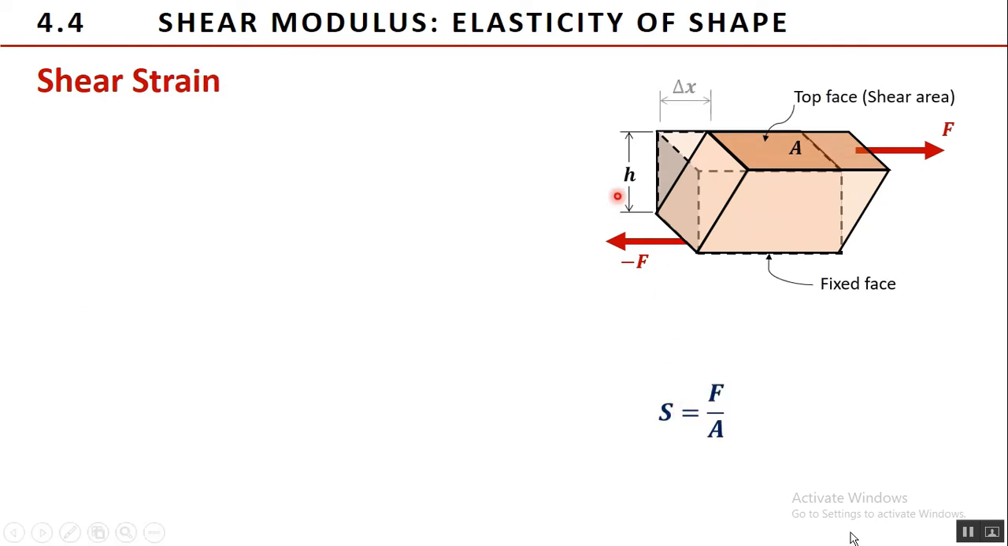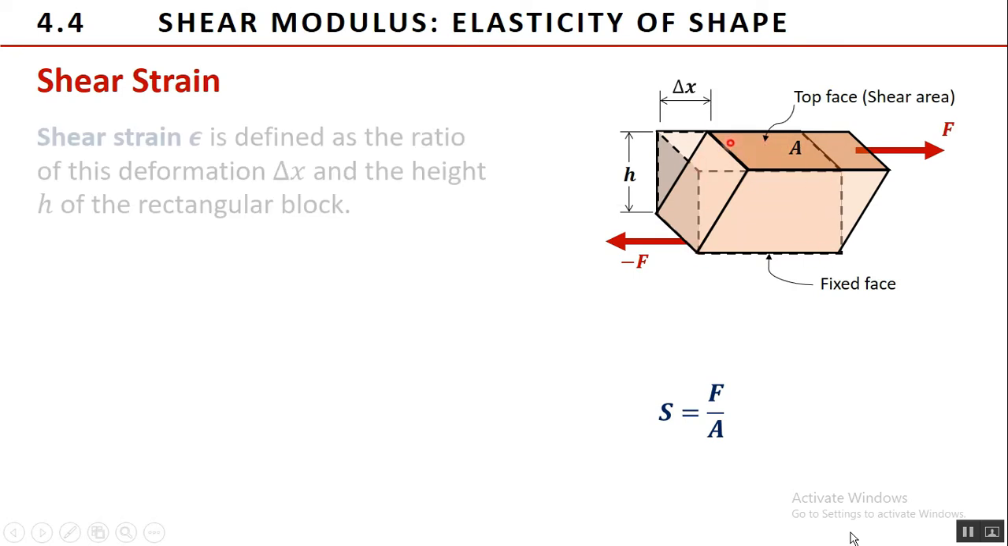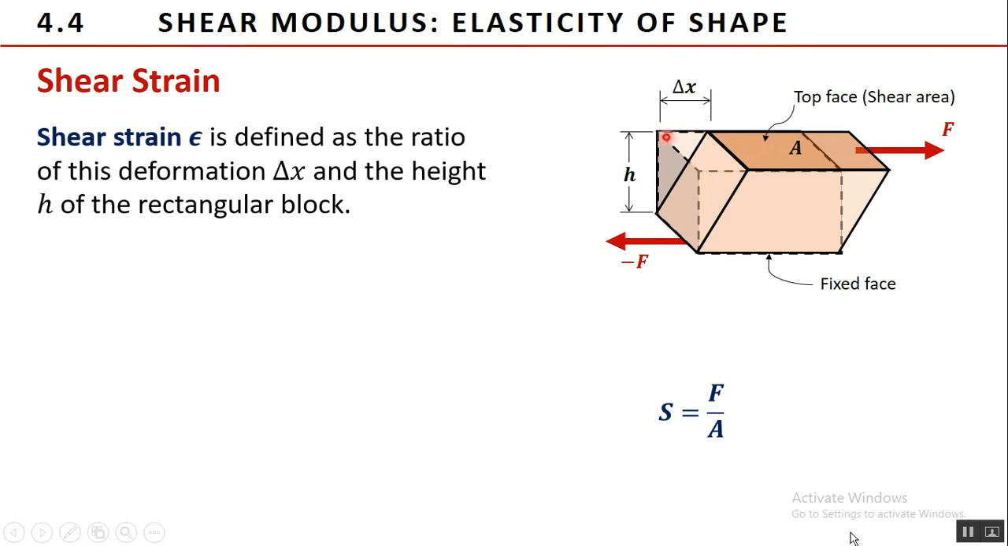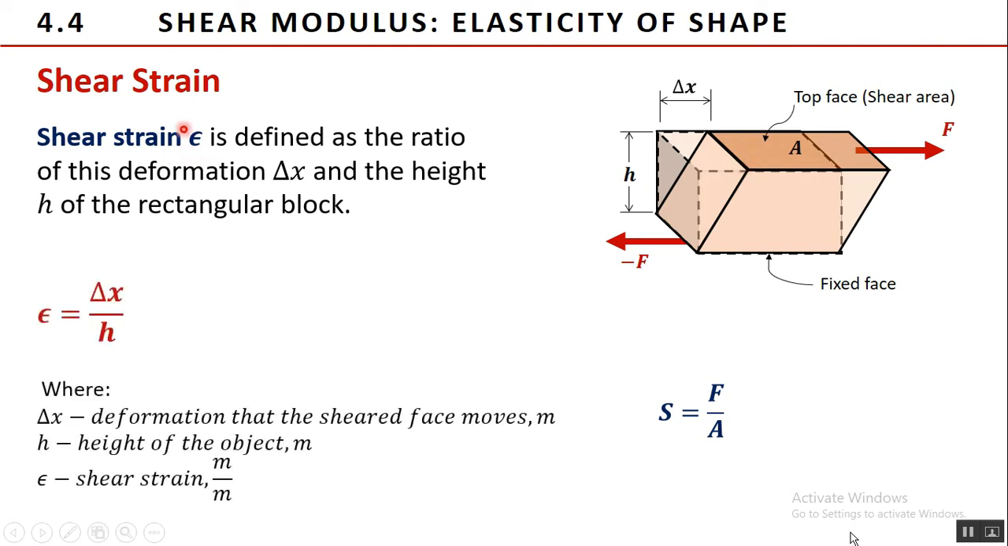We see that, if the object is originally a rectangular block, a shear stress results to a deformation delta x, parallel to the sheared area, such that the front face becomes a parallelogram. The shear strain, denoted again by the Greek epsilon, is defined as the ratio of this deformation delta x, and the height h, of the rectangular block.